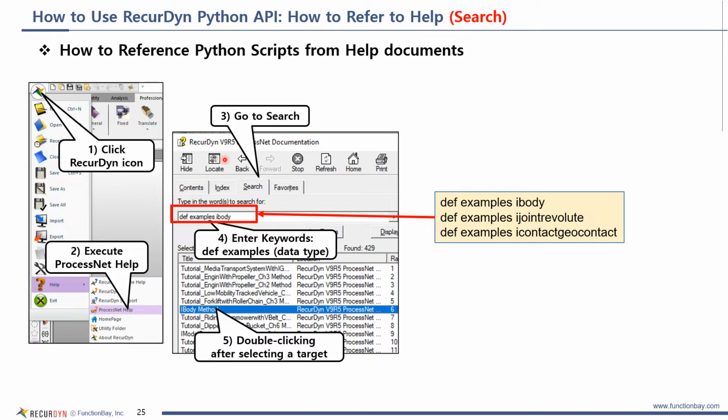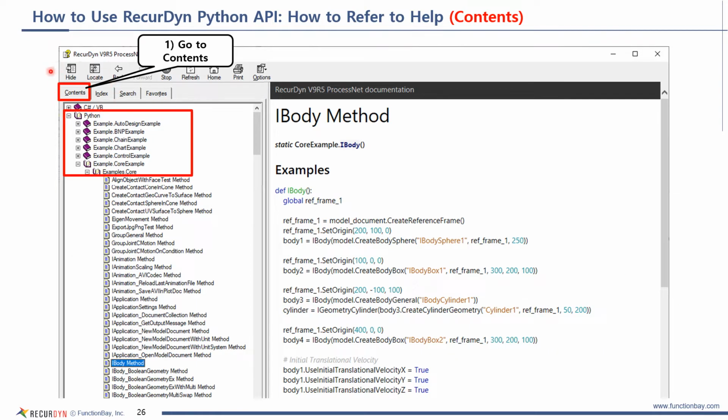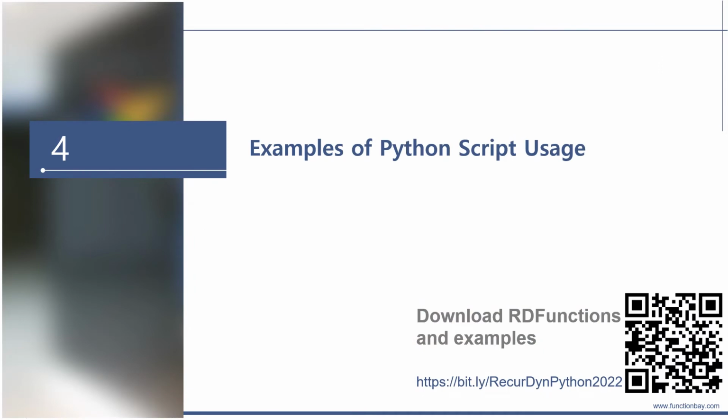Click the Search tab and enter the data type name along with the DF examples. Then the examples of the corresponding Python script are listed. If you double-click the desired example, the example code appears. Users can create their own Python code by referring to these example codes. Or you can go to the Contents tab and find the example code by yourself. Let's just look through the examples of using Python script.